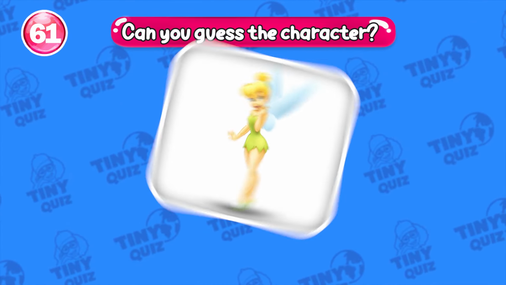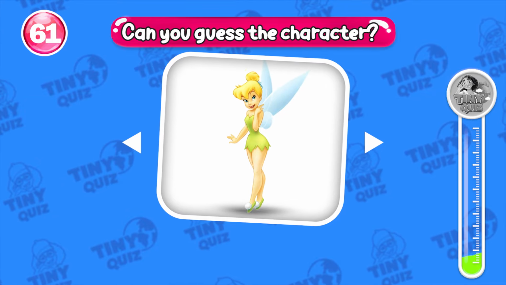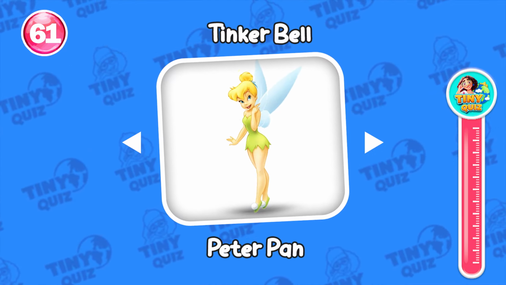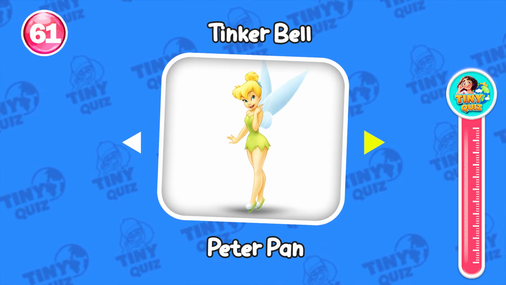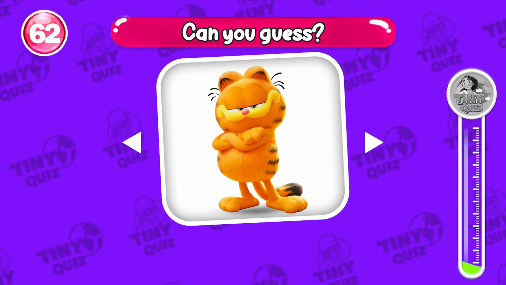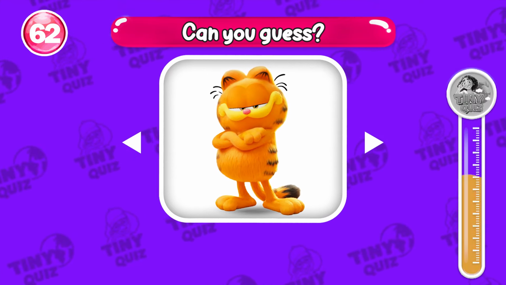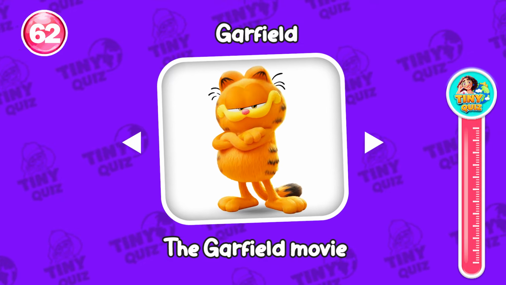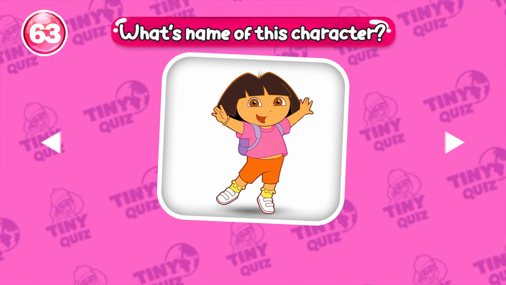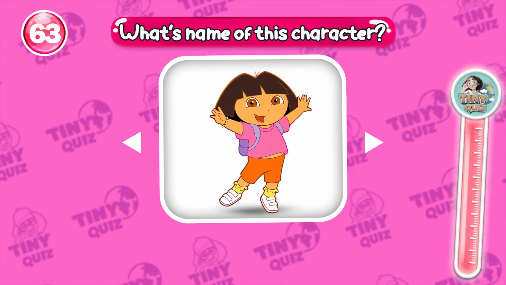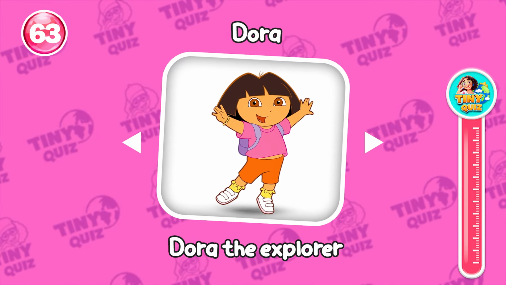Question 61. Can you guess the character? Tinkerbell from Peter Pan. Question 62. Can you guess? Garfield from the Garfield movie. Question 63. What's the name of this character? Dora from Dora the Explorer.